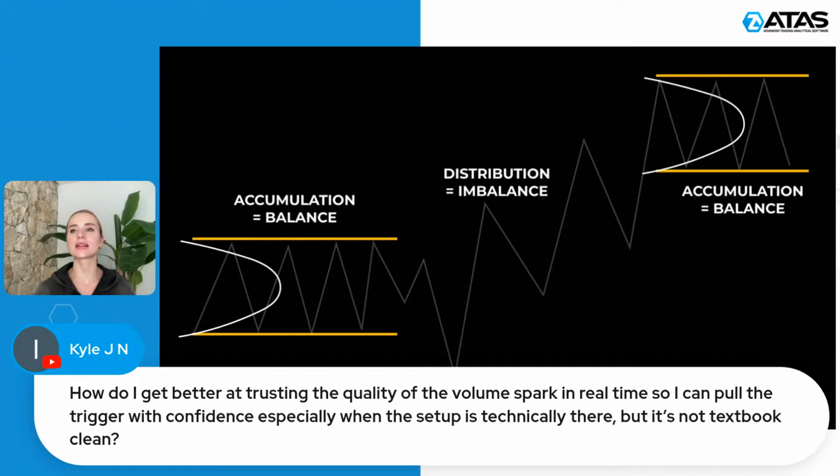Kyle, let me answer like this. If the setup is not textbook clean, you might want to really think if you want to take a trade. You can also classify your setups. They might be super clean and be an A plus setup, or it can be a not so clean trade, and it can be an A setup. And you can use different types of risk for different classifications of your setup. The high quality setup can allow you to use more risk. The lower quality setups can allow you to use less risk, for example, okay?